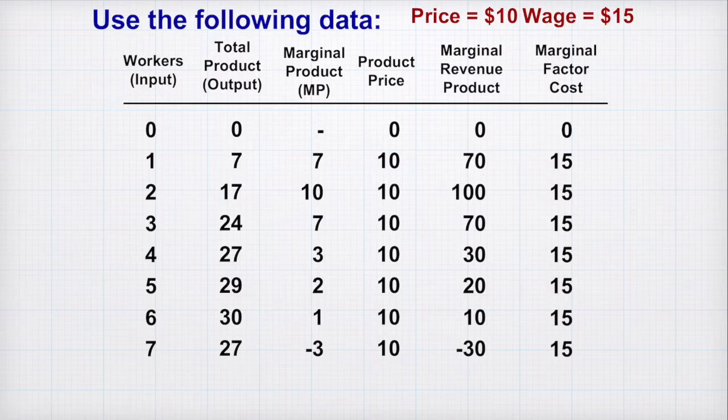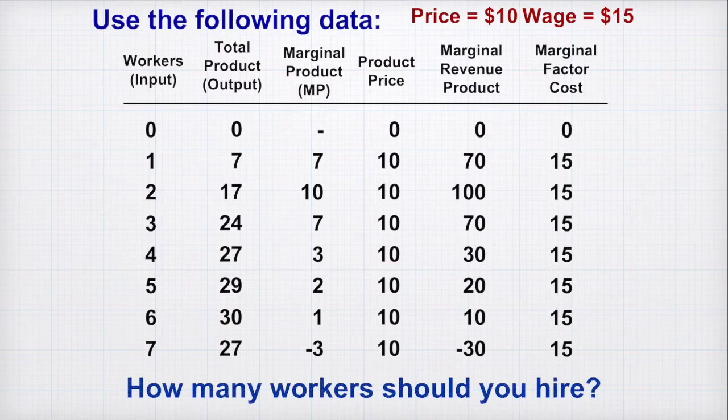But now let's look at the sixth worker. The sixth worker is going to give me 1 extra unit of output. I'm going to be able to sell it for $10, so their value is only $10. This worker only has a value of $10 for the firm because that's the additional revenue they can help bring in. Why would you hire someone for $15 if they're only going to bring an additional $10 in revenue? That's a loss of $5. So hiring the sixth worker does not make sense.